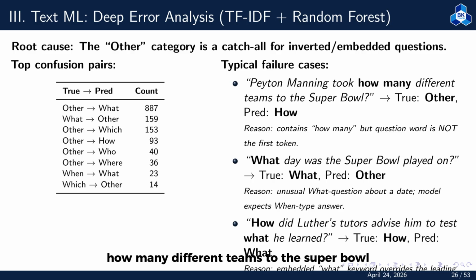Peyton Manning took how many different teams to the Super Bowl. The model sees "how many" in the sentence and predicts how, but the actual first word is Peyton, so it's other. What day was the Super Bowl played on? This starts with what, but gets predicted as other, because it's an unusual date-type question the model associates with when. And how did Luther's tutors advise him to test what he learned? The embedded what overrides the leading how. This is not a model weakness, it's a labeling limitation. The label extraction rule of using the first word simply breaks down for these inverted constructions.